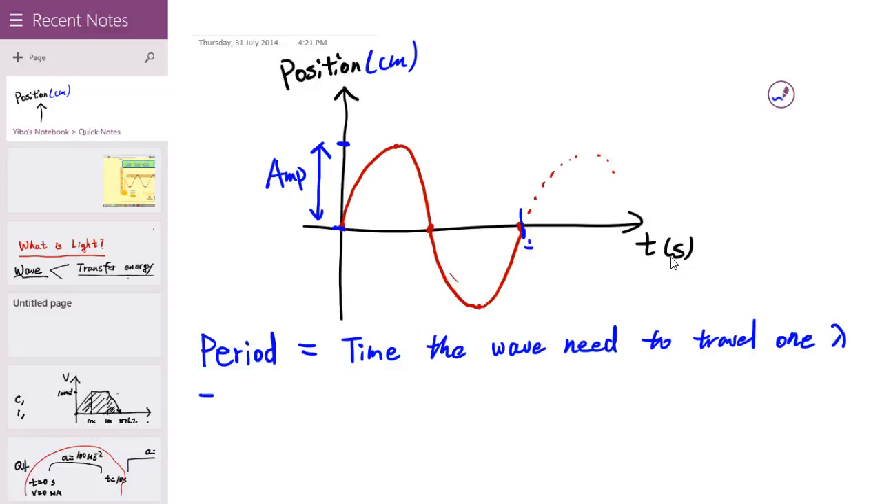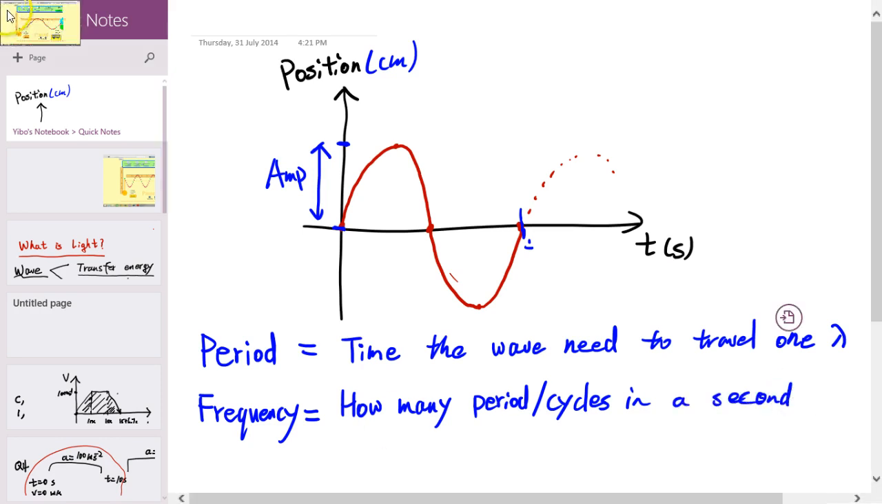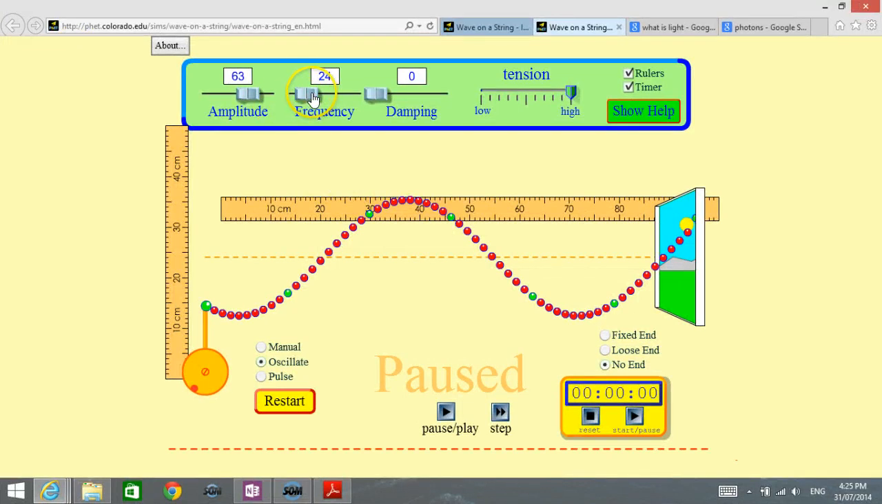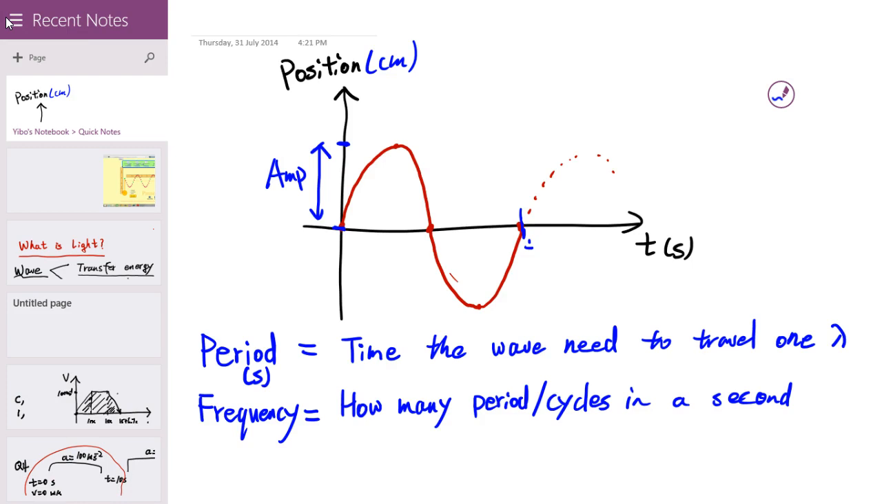The other thing I would like to introduce would be frequency. Frequency is basically how many cycles or how many periods in a second. Now let's go back to the simulation. Let me write it down. The period is measured in seconds, frequency is measured in hertz.